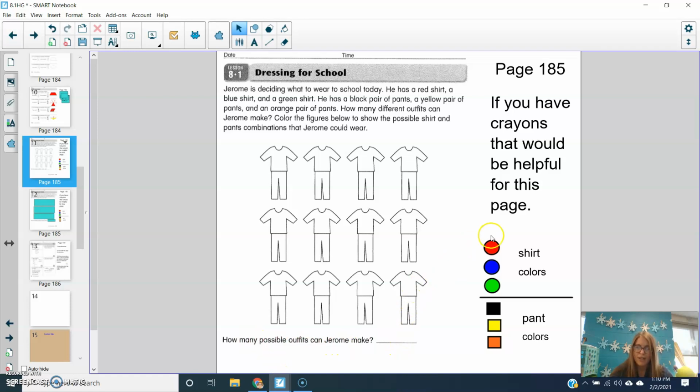So just to get you started, I can see that Jerome could wear a red shirt and he could wear that with black pants. Now, he could also wear a red shirt with yellow pants. So could you see how many total combinations he can have? Press pause and play when you're ready to check.